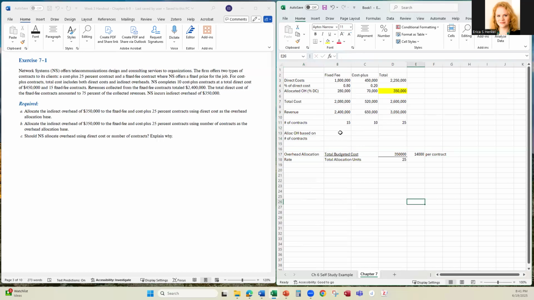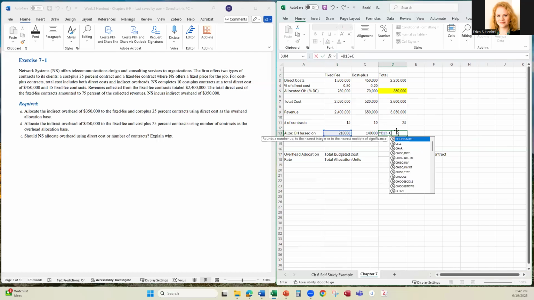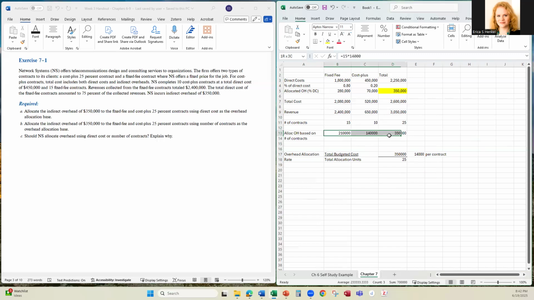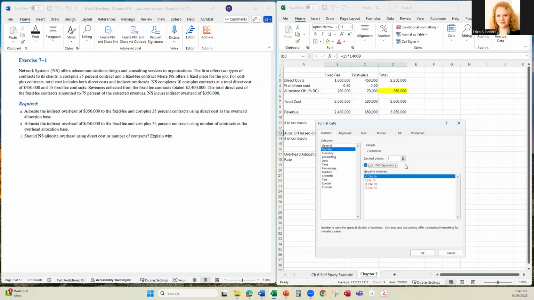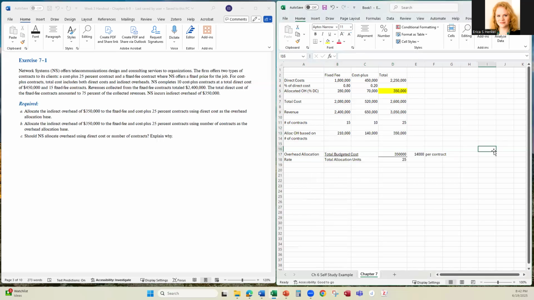Okay, so then the overhead allocated based on the number of contracts is going to be 15 times 14,000. And if we add those up again, just to double check, that gives us the total of 350,000. Okay, so always double check that you did get everything allocated there, right? So this is for part B here.